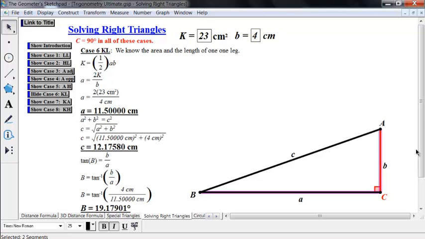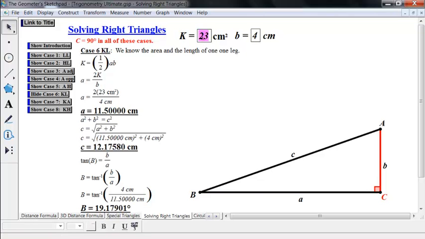Okay, so why don't you try one of these? Let's say the area is 36 and a leg is 9. See if you can work that one out and come back and check it when you're done. Press pause now.